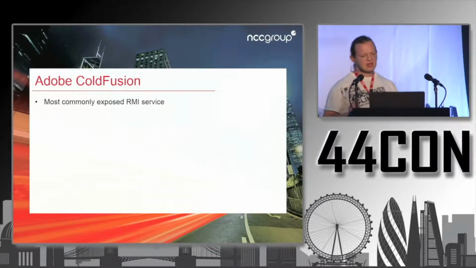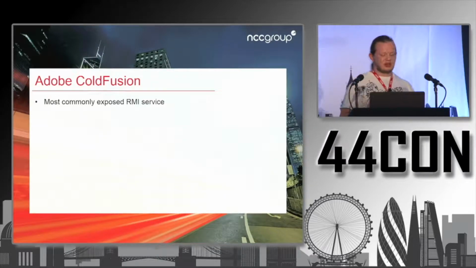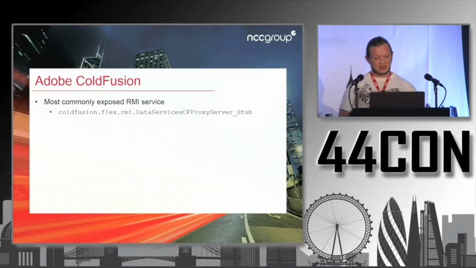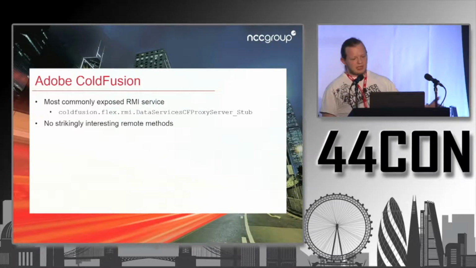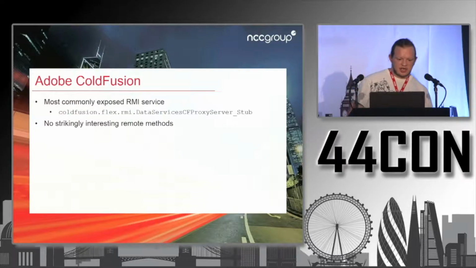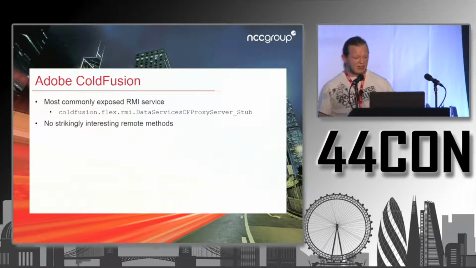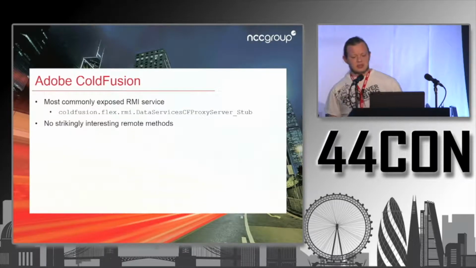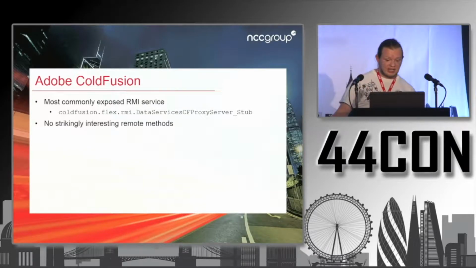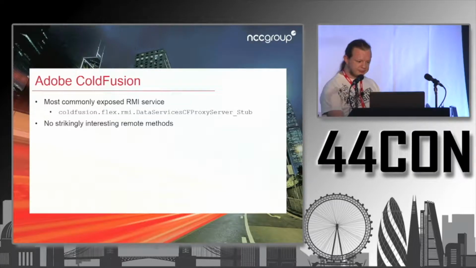So the most commonly exposed RMI service that I saw on the internet while I was doing these scans was Adobe ColdFusion, which exposes a class ColdFusion.flex.RMI data services CF proxy server stub. I installed ColdFusion in a VM, had a look around, and decompiled the jars, and I didn't find any really interesting remote methods, not like the other targets I looked at where I had authenticate, read file, and all this kind of stuff.